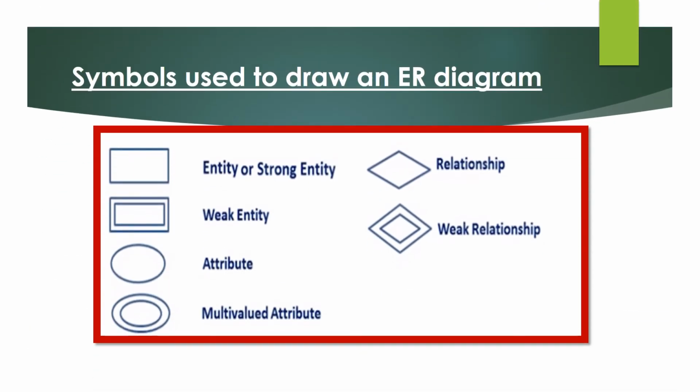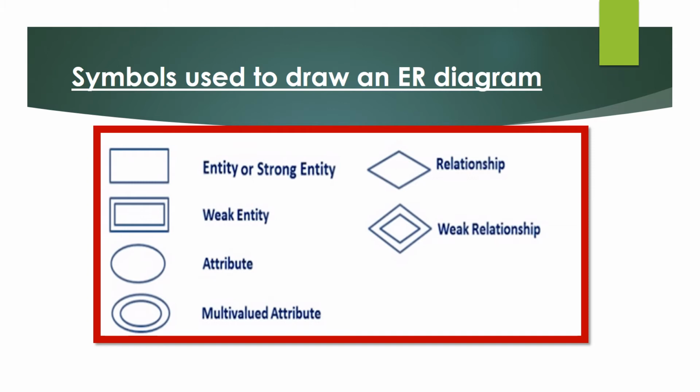Now these are the symbols that we use while drawing an ER diagram. First one is the entity, or you can say a strong entity. It is represented by a rectangular shape, and this is the name of the entity. Then second one, we have the weak entity types, which is represented by double rectangular boxes. Then we have the attribute. These are represented by the ellipse.